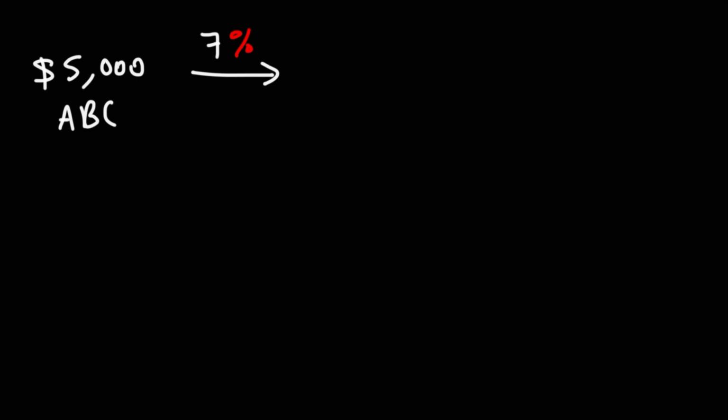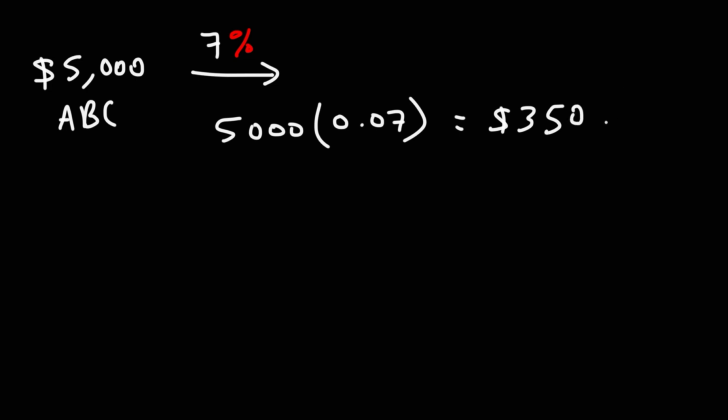If you want to do a quick estimate, all you have to do is multiply the amount that you want to invest by the dividend yield. So 5,000 times 7%, 7% as a decimal, if you divide 7 by 100, that's 0.07. This will give you 350. So this is how much you expect to receive in a year. So this is per year.